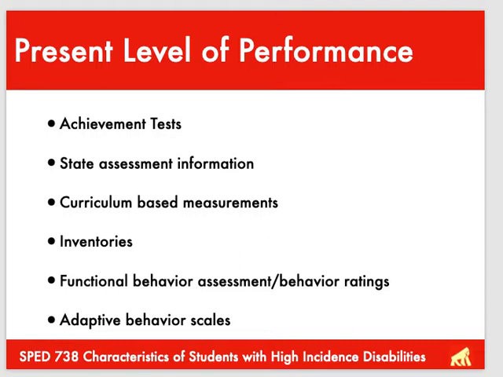There are some inventories and some functional behavior assessment and behavior ratings that we will want to pull in. And then some adaptive behavior scales where we're looking at functional skills, okay, independence, being able to take care of things for themselves, age-appropriate skills like using the restroom, buttoning a shirt, tying their shoes, different things related to PT and OT that we can pull out of those adaptive behavior skills also. So let's take a look at these.